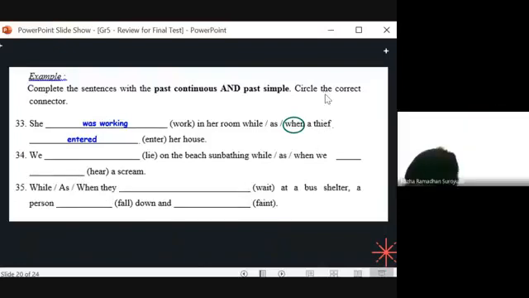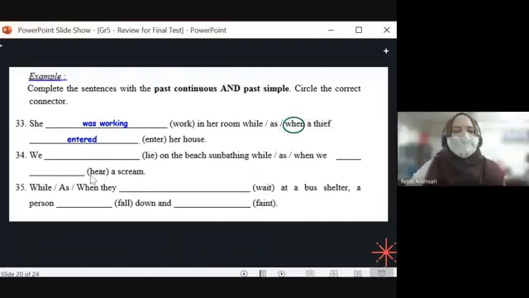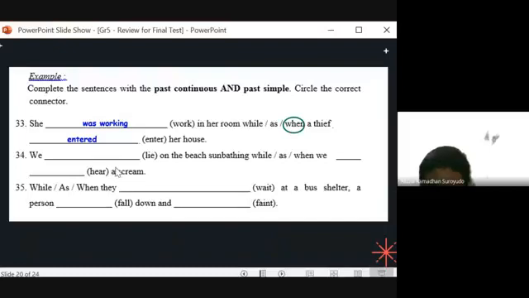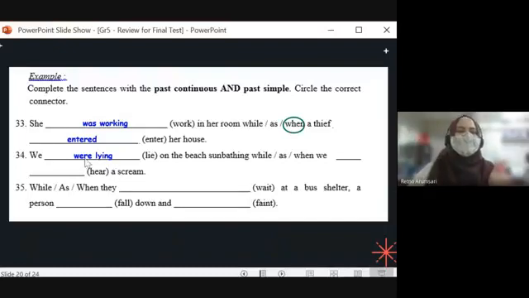We were lying on the beach sunbathing when we heard a scream. Well done. But what is the verb-ing of lie? Lying. Yes, well done. Like this: we were lying on the beach sunbathing when we heard a scream. Yes, like that. Good.